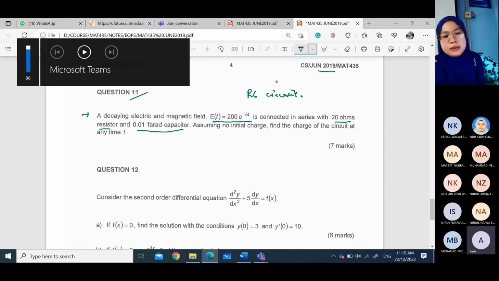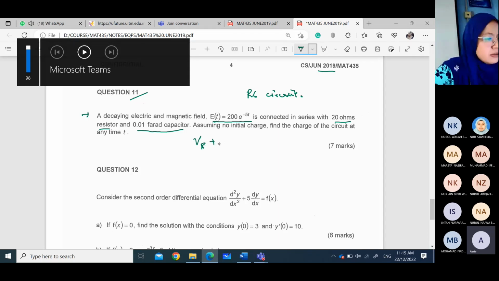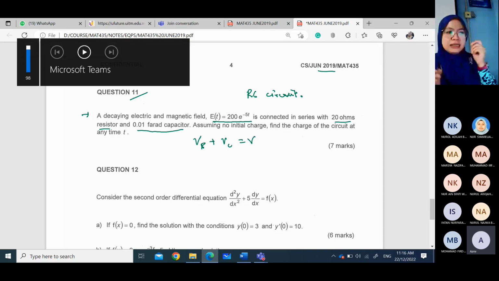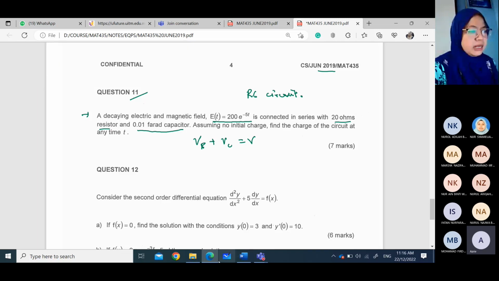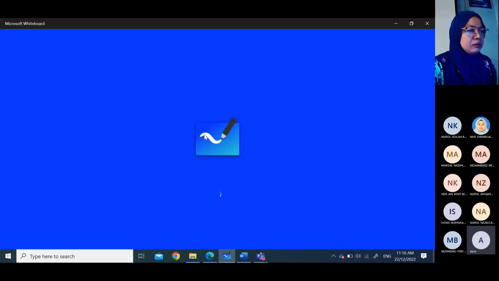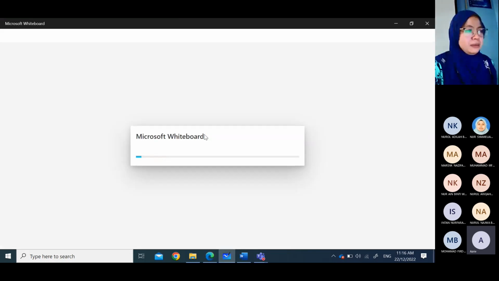RC series. So when it is an RC series, it means the equation is VR plus VC equal to the total of voltage. Before this we discussed the RL circuit. Now we have another series circuit, which is VR and VC, or resistor and capacitor. So the equation will be a little different from the RL circuit.